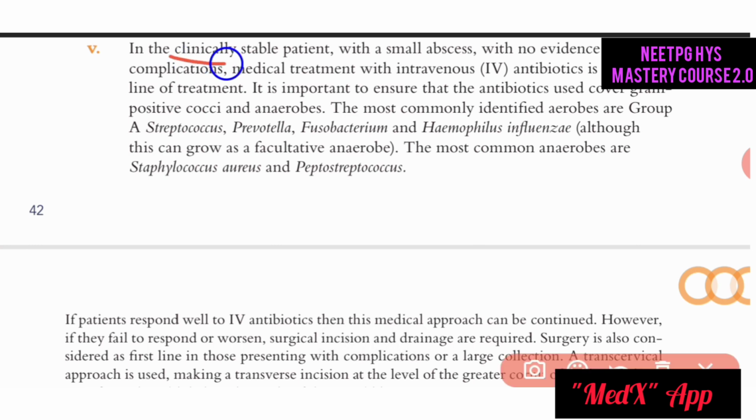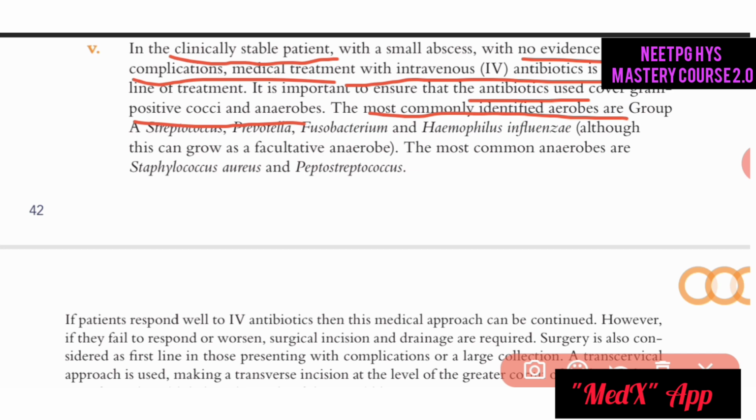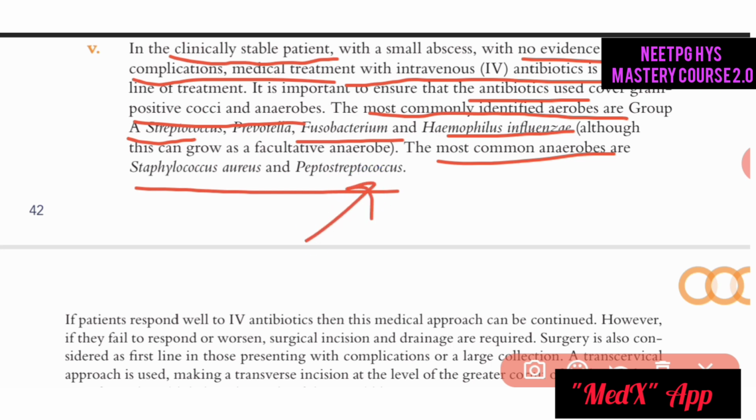If your patient is clinically stable, if they mention it in the question, then we would prefer conservative management over any surgical treatment. A stable patient with a small abscess and no evidence of complication can be given medical treatment with IV antibiotic. The antibiotic you choose should cover gram positive cocci and anaerobes, because the most common aerobes are group A streptococci, fusobacterium, Haemophilus influenzae, and the most common anaerobe is peptostreptococcus.